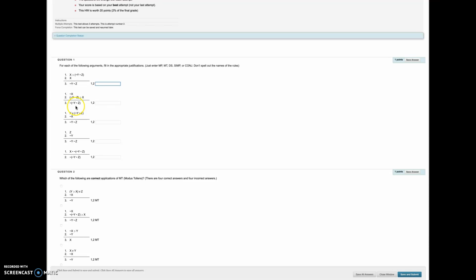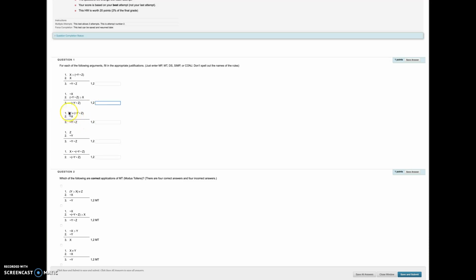Which one is it? The next one, again, has a conditional statement. The main operator is the horseshoe again. So is it modus ponens or modus tollens? We have the negation of x, and x is the consequent of this conditional, and then the conclusion is the negation of the antecedent of the conditional. So this is either modus ponens or modus tollens.